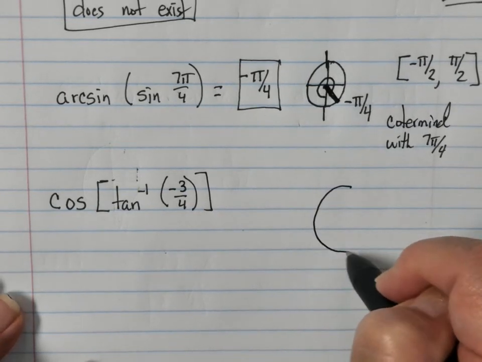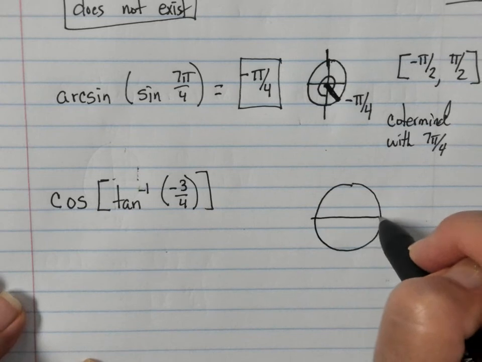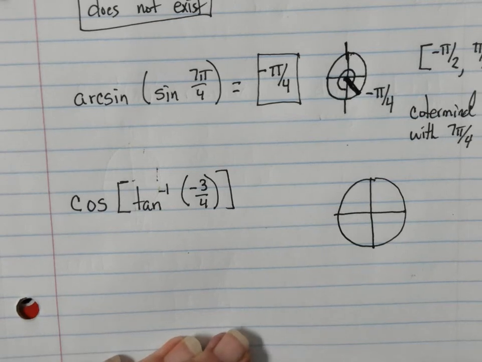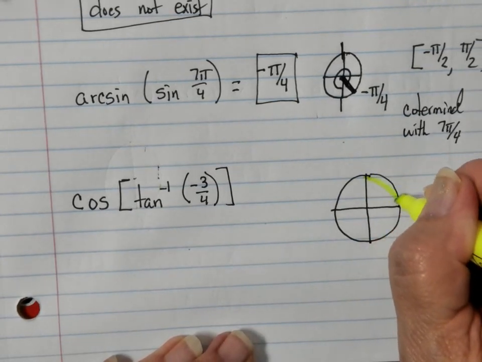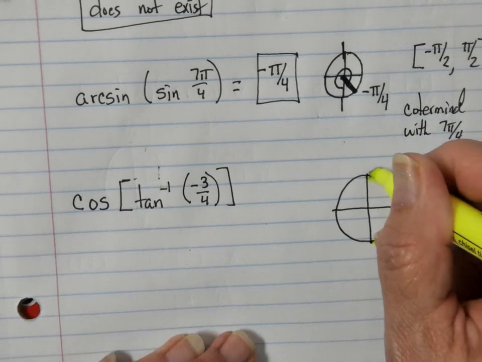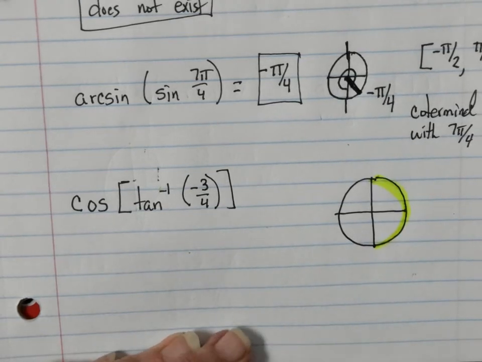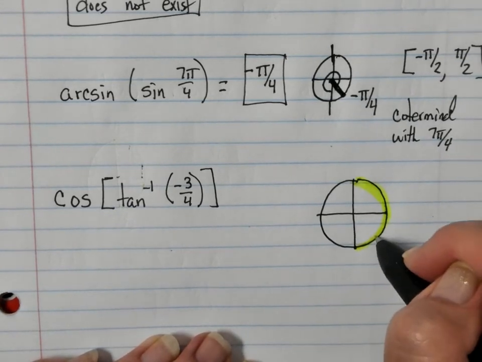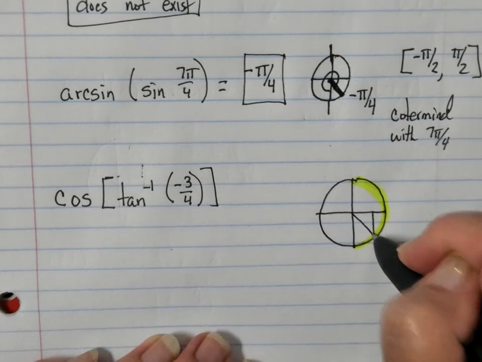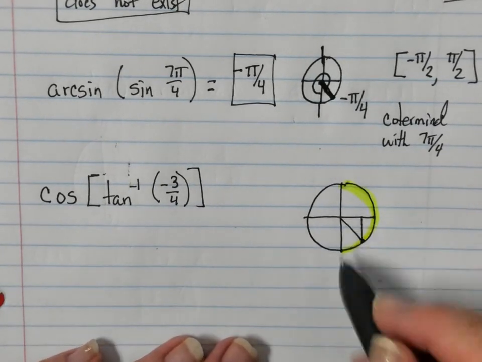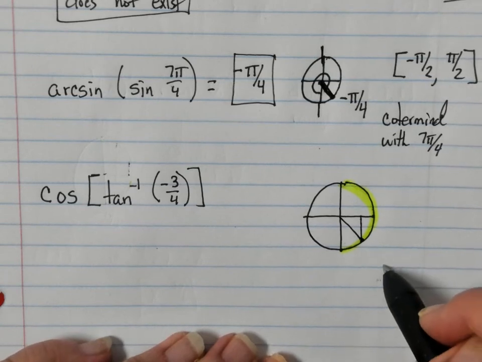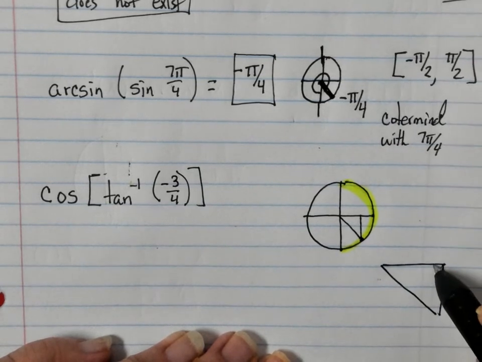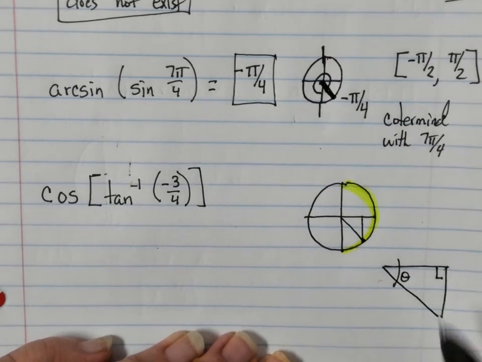So let me go to my unit circle. Inverse tangent is defined right there, my first and fourth quadrant. And so if it's negative, that means it's going to be down here, somewhere in the fourth quadrant. Right? Somewhere like that. So I'm going to take that triangle and pull it out. So it's a triangle with a right angle, and this is my theta.